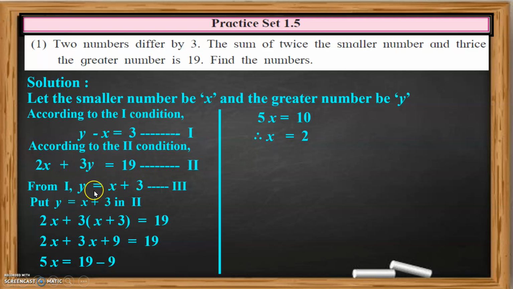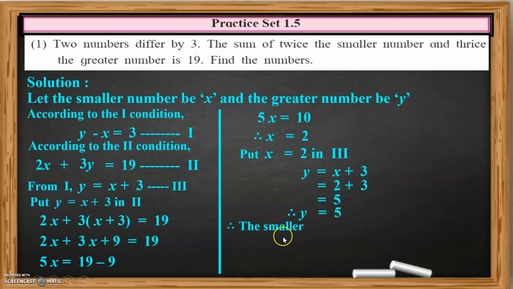So I have got the value of x. Now we will substitute here. We will put x equal to 2 in 3. Statement number 3 is y is equal to x plus 3. I'm going to substitute here. So that is 2 plus 3, which is equal to 5. So I have got the value of x as 2 and y as 5. That means I can say the smaller number is 2 and the greater number is 5.